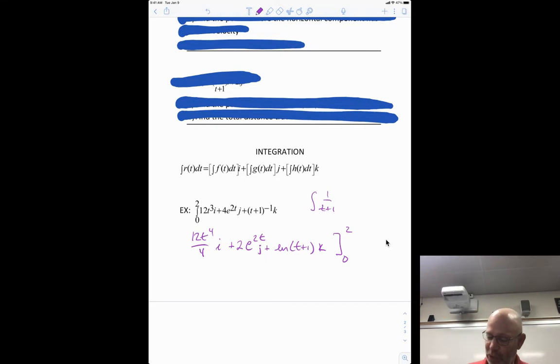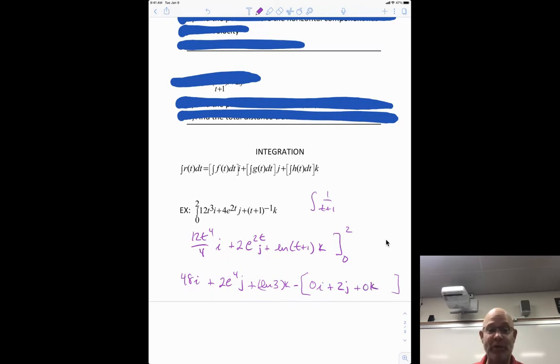So we plug the 2 in: 2, 4, 8, 16, 4. So that's going to be 48i. Plug the 2 in here. It's 2e to the fourth j plus the natural log of 3 times k. Minus, now we're going to plug in the 0. So 0i plus e to the 0 is 1, so 2j. And then the natural log of 1 would be 0, plus 0k.